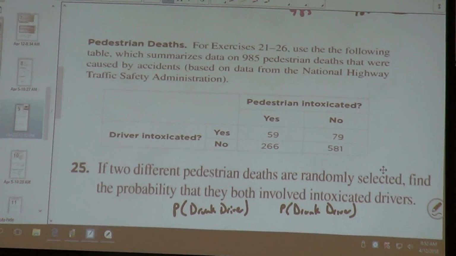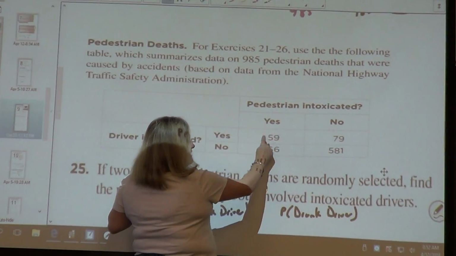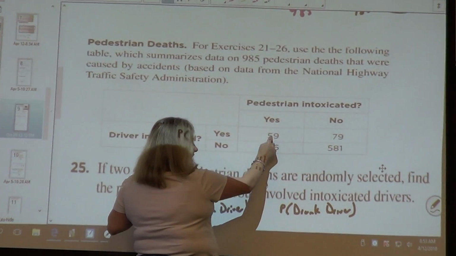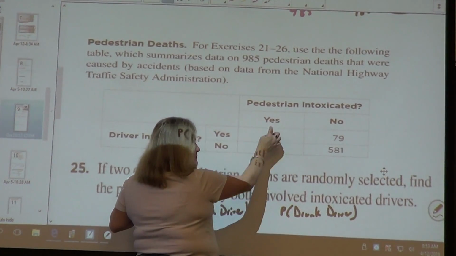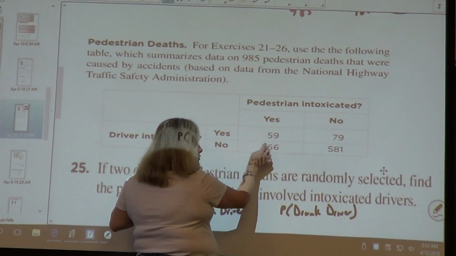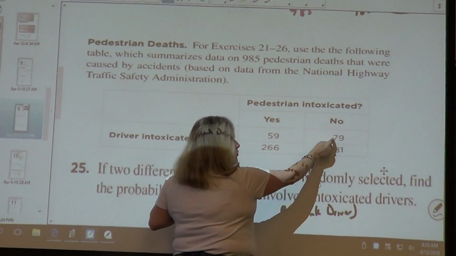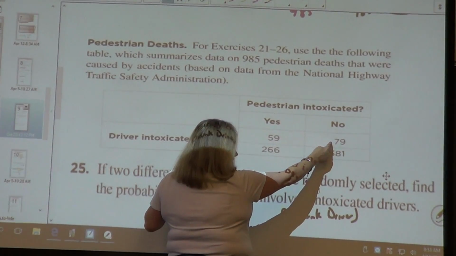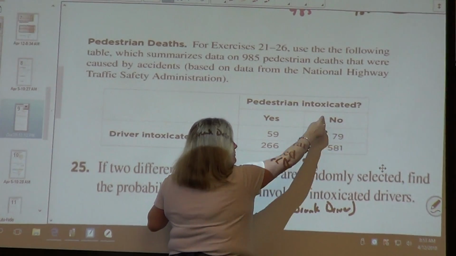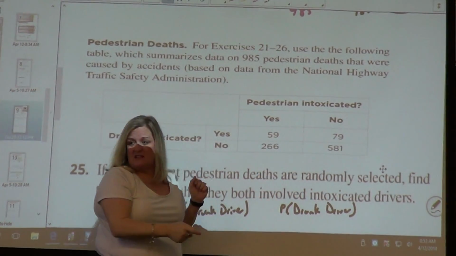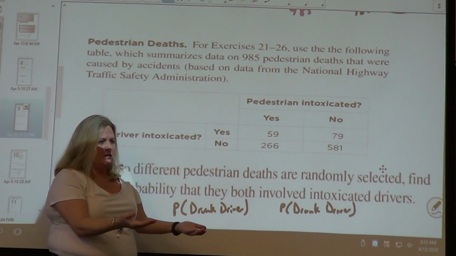So of the 985 walkers on the street, 59 were drunk when they died, and they were hit by a drunk person. 266 people that were walking were drunk, and they were hit by a sober person. 79 were sober walkers that were hit by a drunk person. And here, 581 were sober people that were hit by a sober person, like a little kid that was hit accidentally by somebody. Does that make sense?